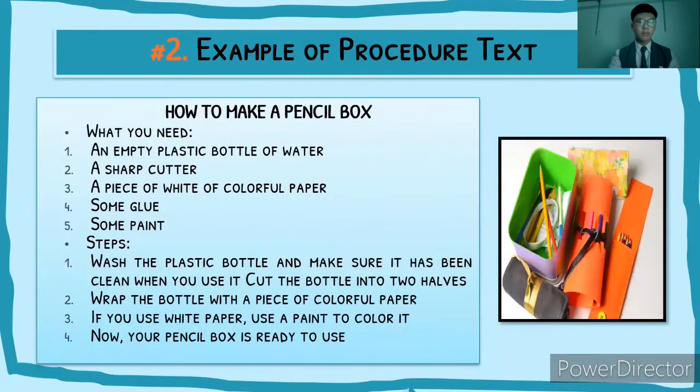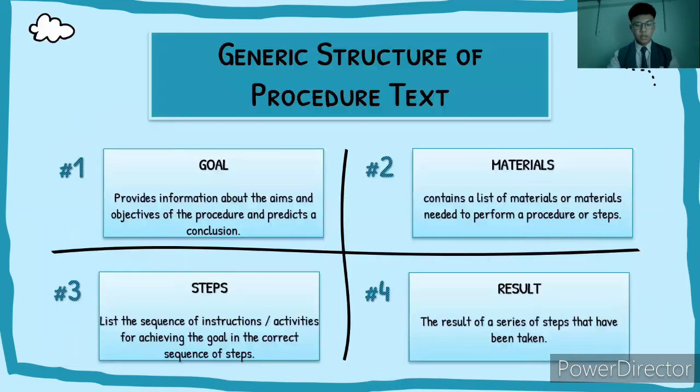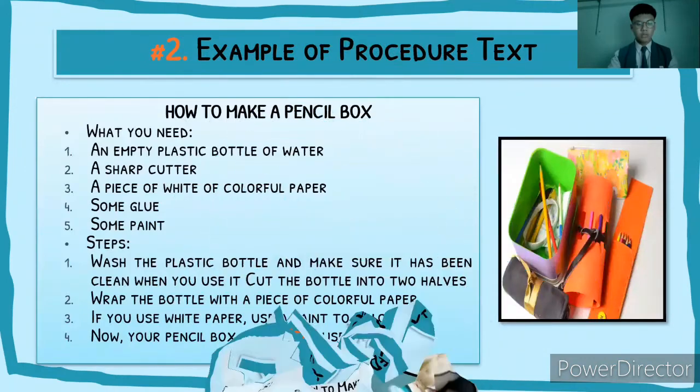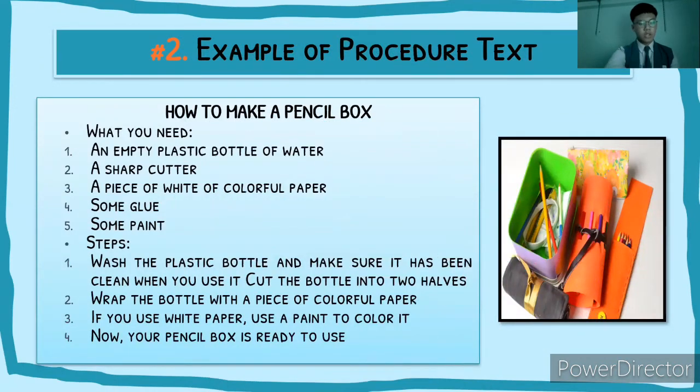Now for the second example of procedure text is how to make a pencil box, that is a goal. Now to the what you need, 1 until 5, is materials. Now to the steps, 1 until 4, and the result is beside the picture.